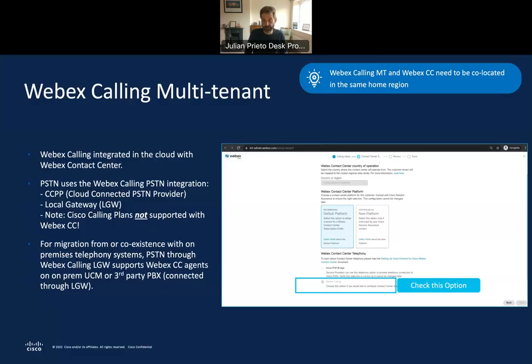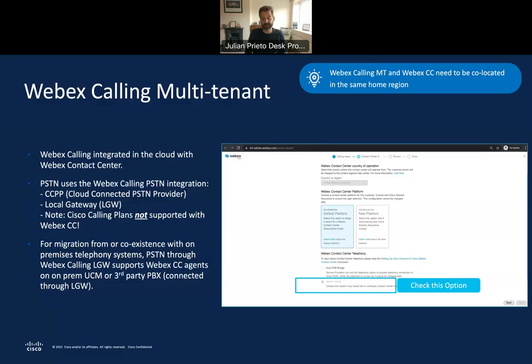Now, one important thing to be aware of is that WebEx calling multi-tenant and WebEx Contact Center need to be co-located in the same home region. So to select WebEx calling in the WebEx Contact Center first time setup wizard, you need to have the WebEx calling multi-tenant already set up.